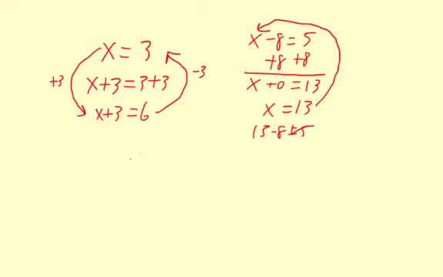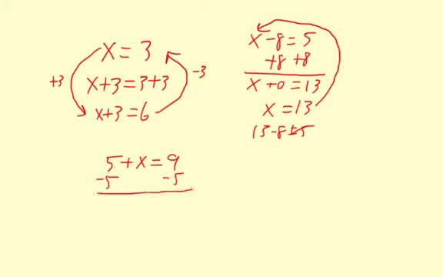Let's do another one. How about 5 plus x equals 9? Well, in this case, 5 plus x is 9. That's how we get the 9, but we want to get the x. So how do we do that? Subtract 5 from both sides to show what x is.